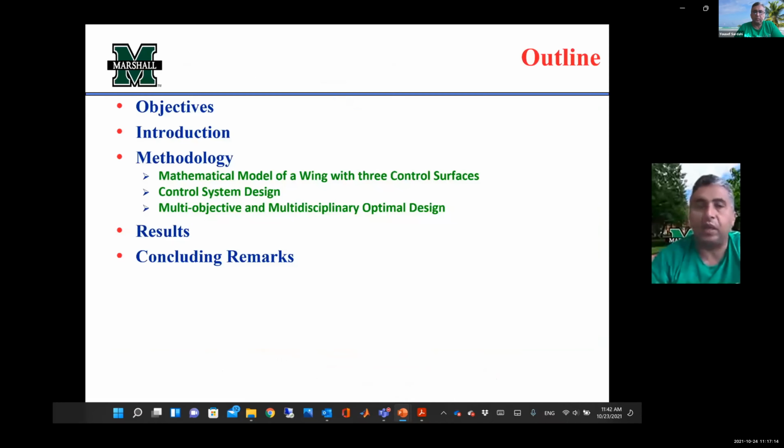So this is my outline. I'll start with the objective introduction, the methodology that we followed in this work, and then I'll introduce the results and some concluding remarks.